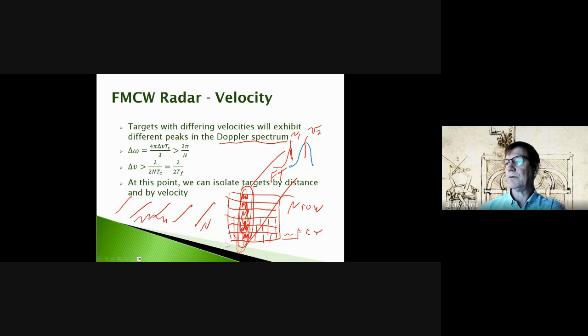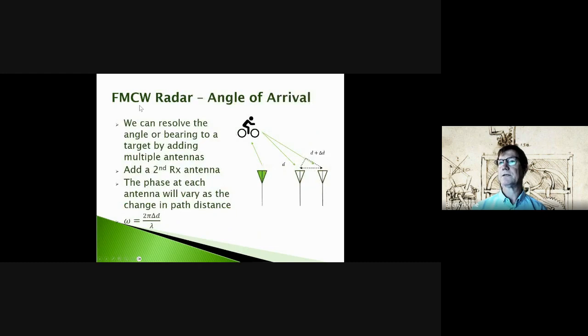Now, notice that this row here might have lots of points. This column here is probably going to have much fewer points to it. So you'll get a chance to get your hands on that type of thing when you go through the homework assignment.